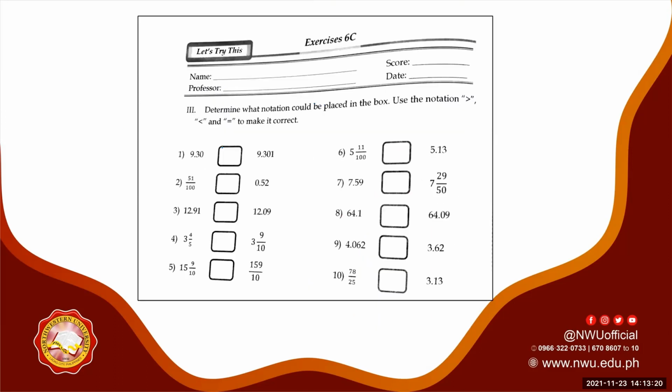And for the last activity, it's the same. You will just choose whether it is greater than, less than, or equal. Just choose. Okay? Now, for your decimal places, just round it off up to 2 decimal places. That is my instruction, okay?